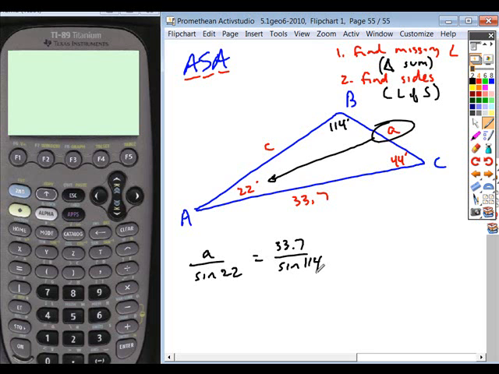So here is the way to set up your proportion to solve for side A. The most common mistake for students in calculating law of sines is to forget the sine. They'll say A over 22 equals 33.7 over 114. That's not consistent. That's not going to give you the right answer. You have to have the sines written in there in order for those ratios to hold true.